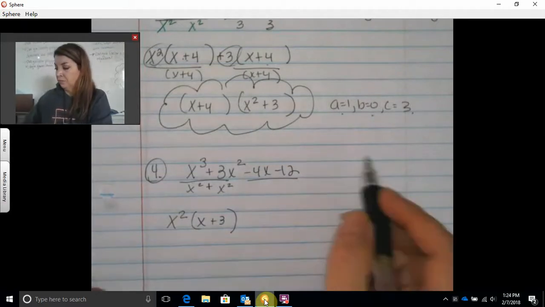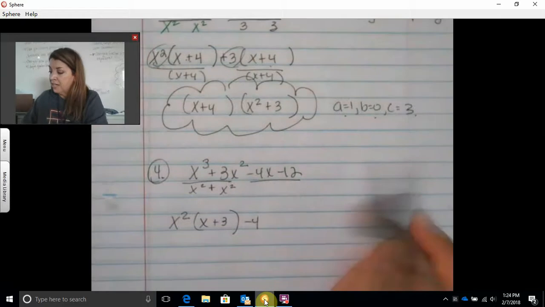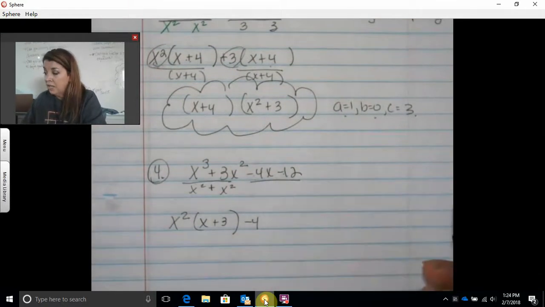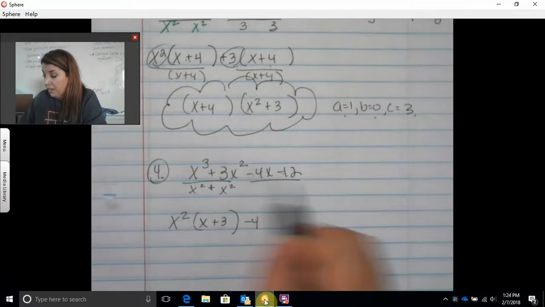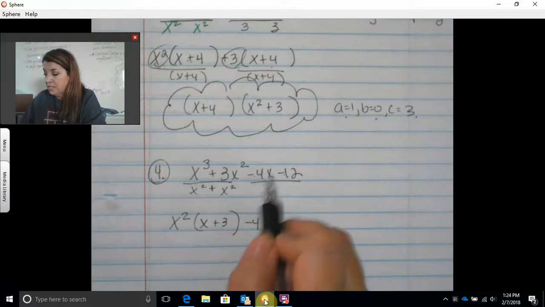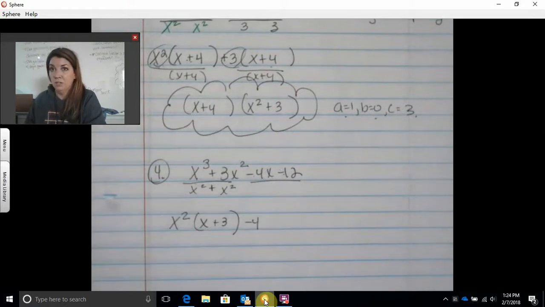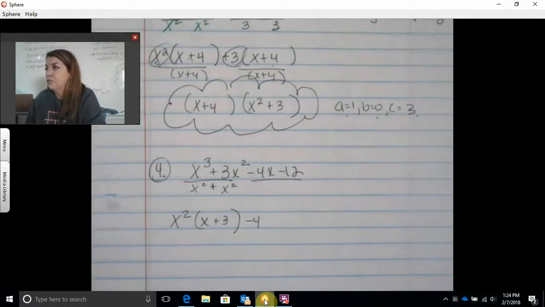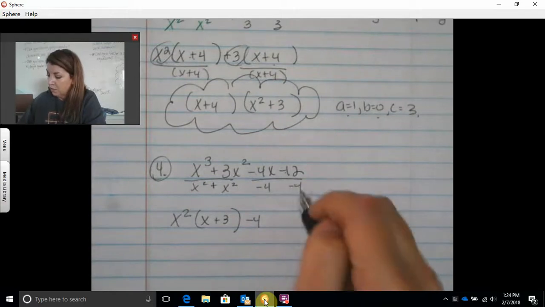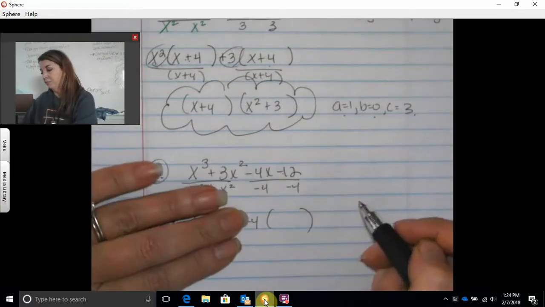What is it? -4. Now, did you take out a negative because both of these signs were negative? You don't. If that was a plus, you would have still taken out a negative. Whatever this leading term is, that sign is the sign you use. You don't have to just because they were both negative. So if you factor out a -4, forget about that other set.